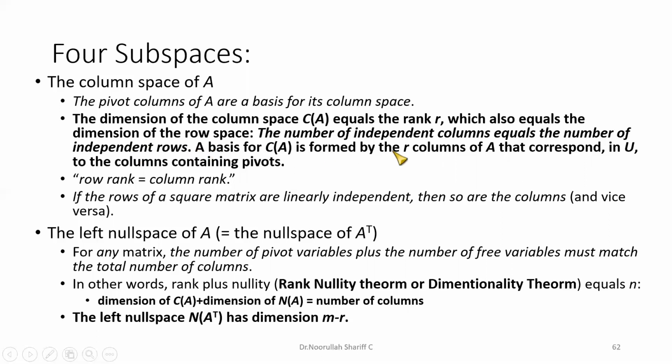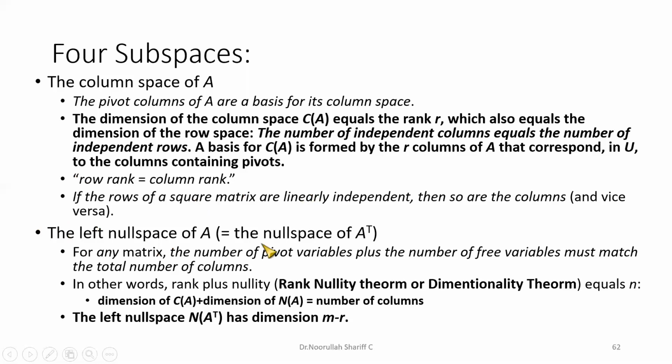A basis for C(A) is formed by the r columns of A that correspond to the columns of U containing pivots. So row rank is equal to column rank, that's what is specified over here. The number of independent columns equals the number of independent rows, so that gives us row rank equal to column rank. If the rows of a square matrix are linearly independent, then so are the columns, and vice versa.